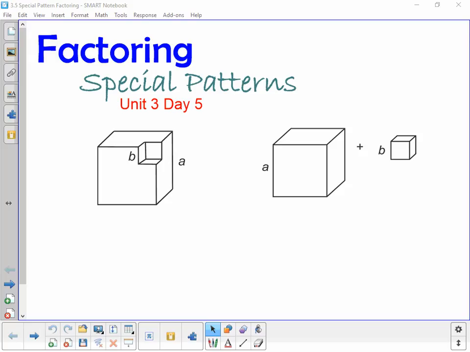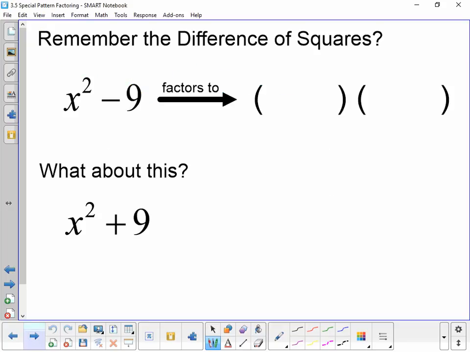All right, today we're working on our Unit 3 Day 5 lesson. I'm going to make this one a little bit shorter. I'm only going to do about half of the problems. So if you need more help with this, come in and I will help you. Today we're going to be working with special patterns.